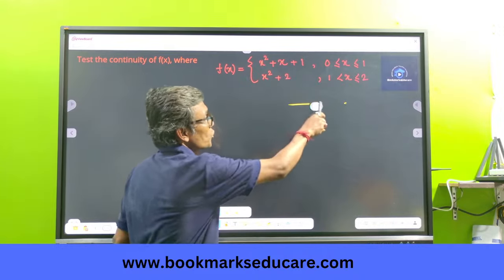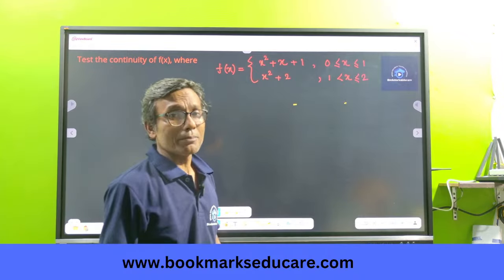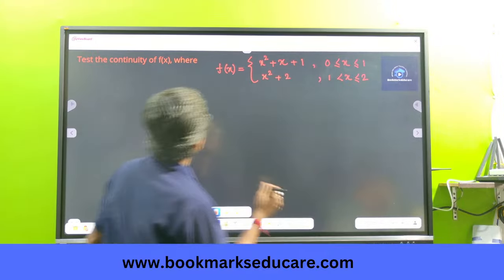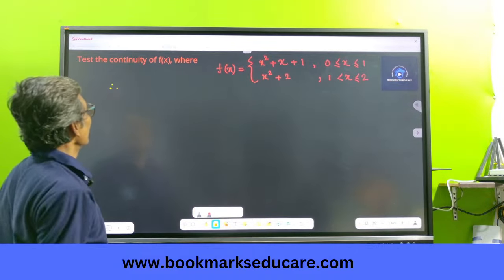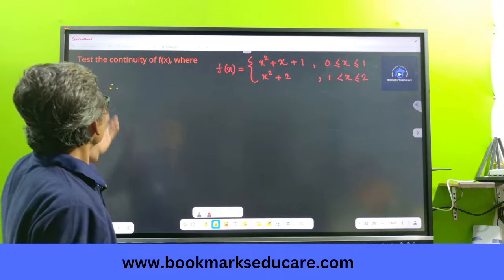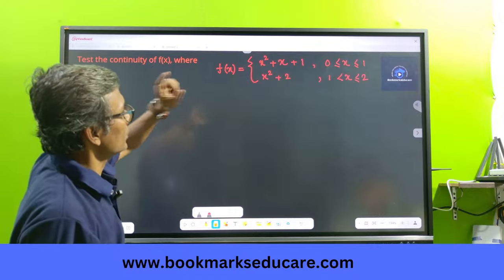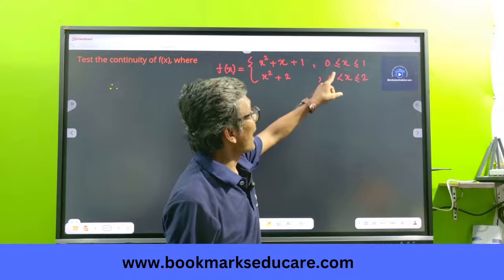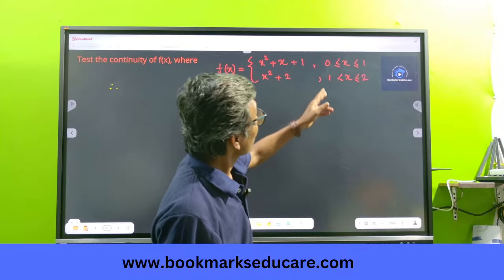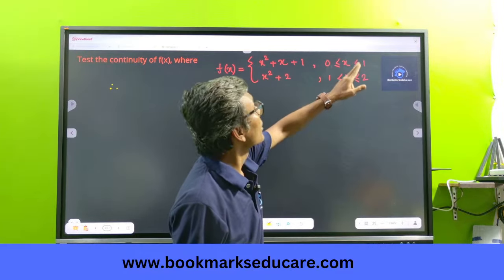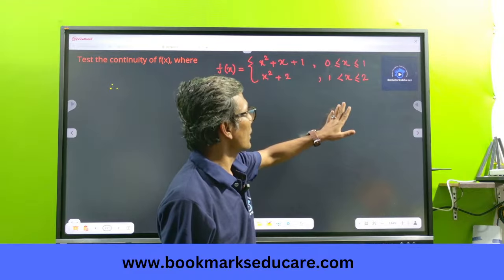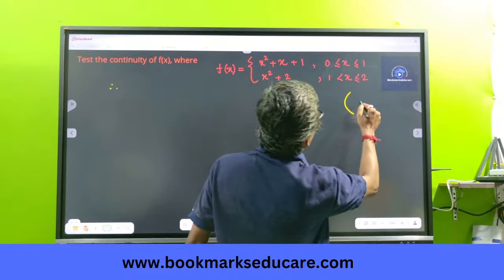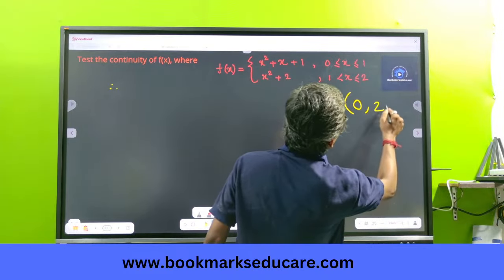Students who solve this question, please match the answer with my answer. So I have to check continuity of the function where the intervals are given: x greater than or equal to 0, less than or equal to 1, and x greater than 1, less than or equal to 2. So the interval is 0 comma 2.